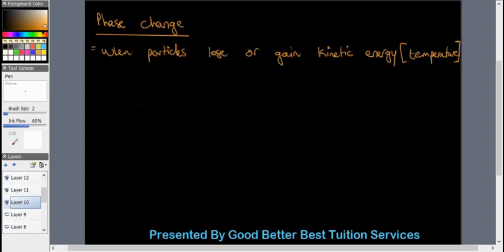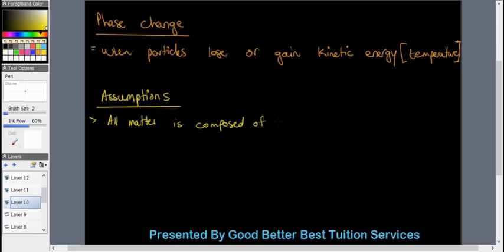The kinetic molecular theory makes certain assumptions, which is where all theory stems from. It stems from an assumption, something that's not exactly proven true, like a thought. One of the assumptions that the kinetic molecular theory makes is that all matter is composed of small particles.